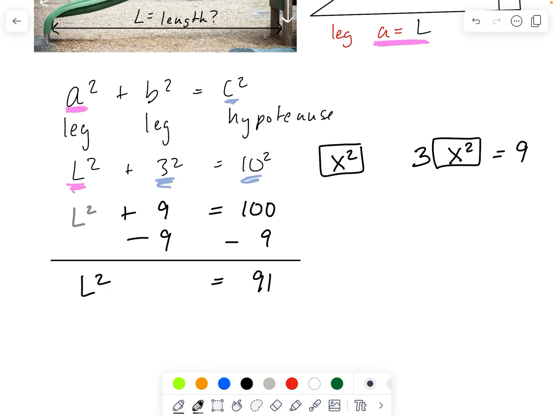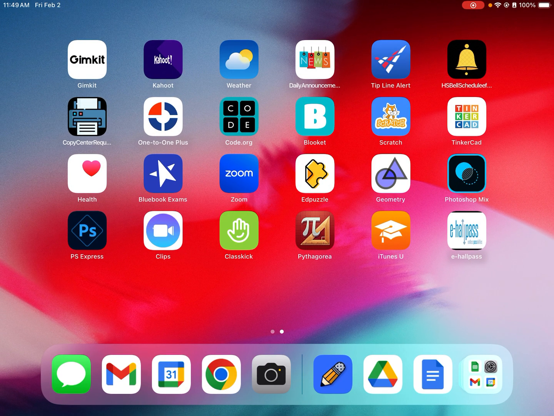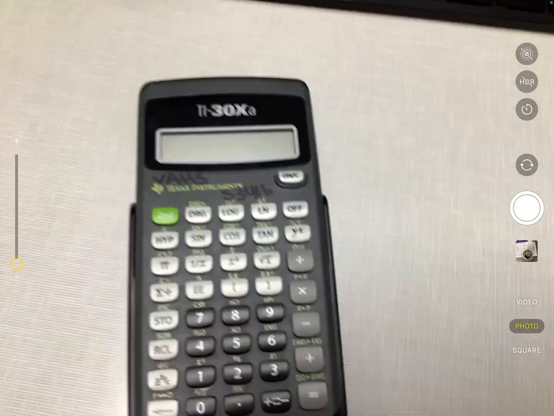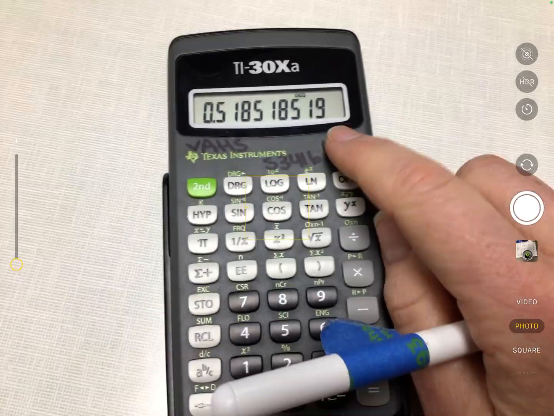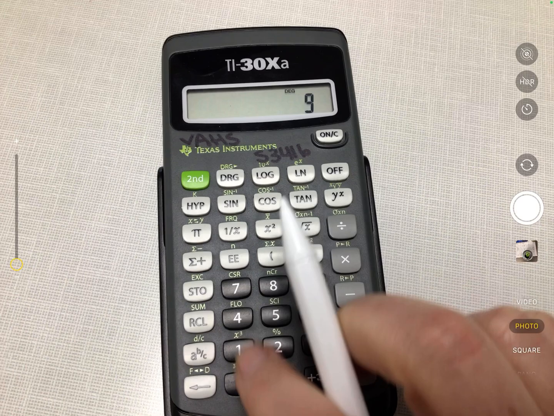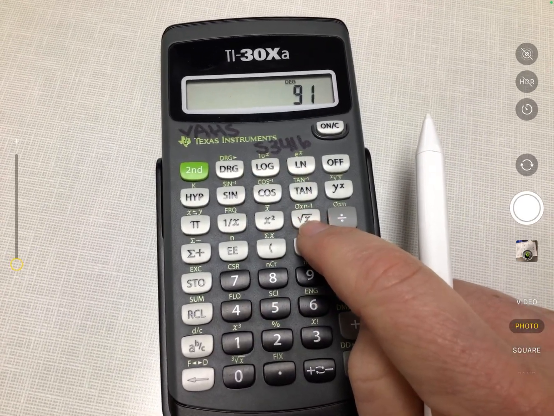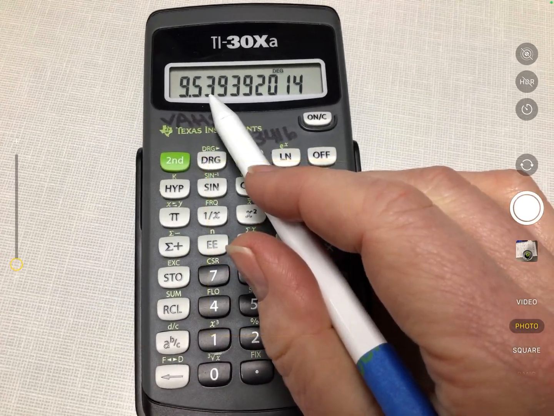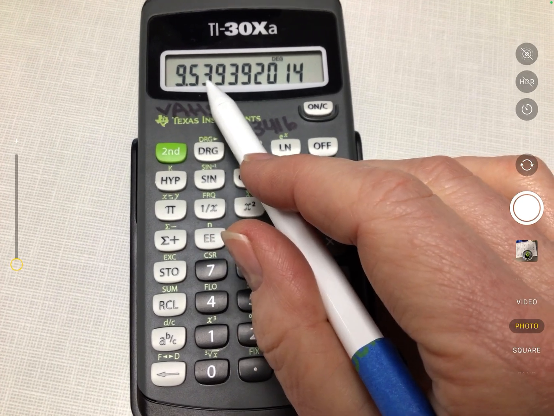My last step is to undo this squared. To undo squared, we take the square root. I'm going to take the square root of both sides. For the square root of 91, I'll show you how I'm going to do it on this calculator. All calculators are different, so you've got to be careful. First, I'm going to turn the calculator on and clear it, and type in 91, then hit the square root button, and I get 9.539. I'm going to round this to 2 decimal places, so 9.54.